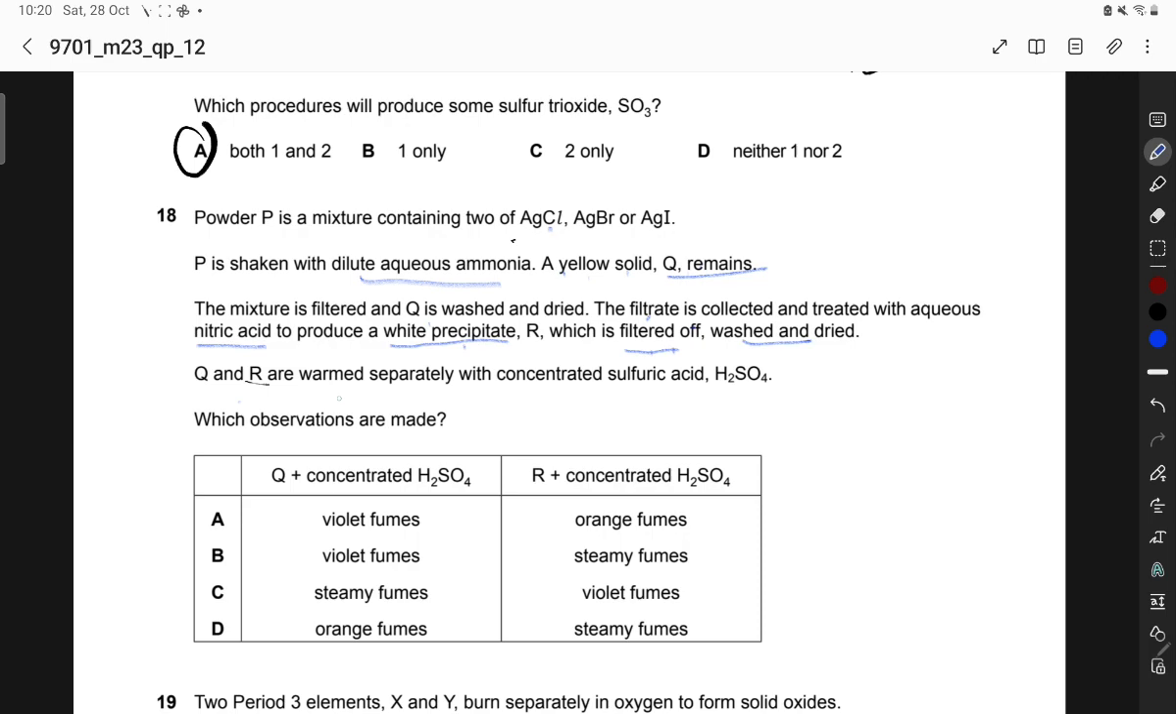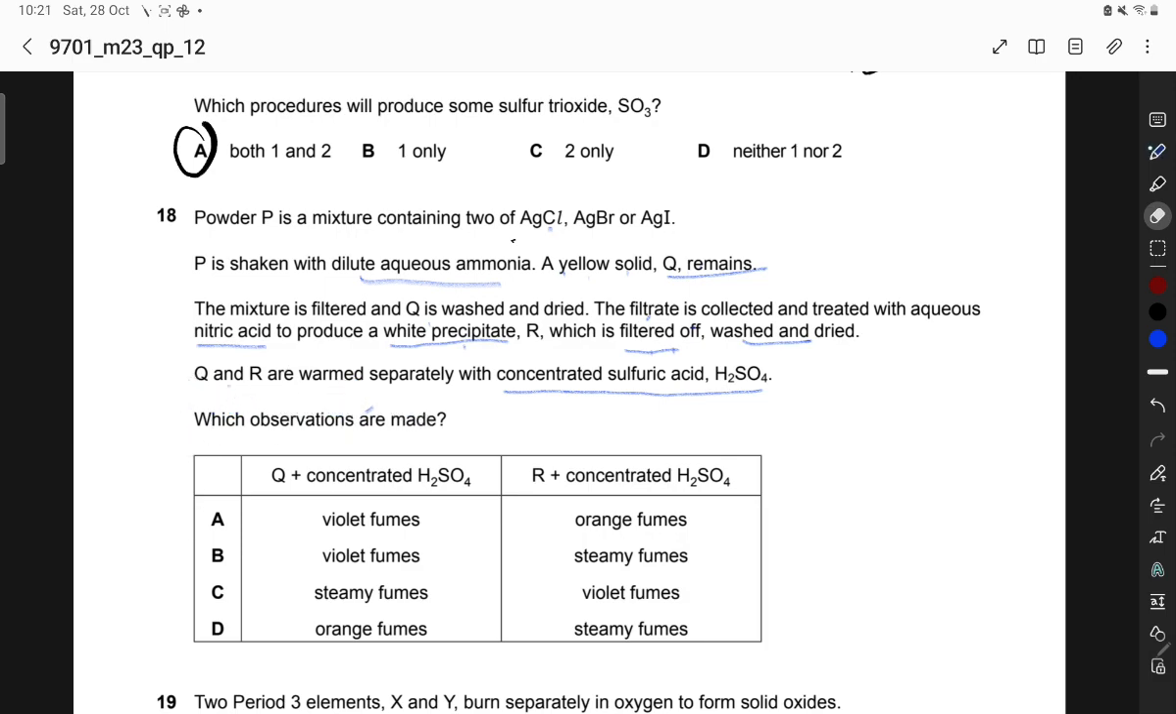Q and R are warmed separately with concentrated sulfuric acid. So this is AgBr and AgI. Q is AgI and R is AgBr. So when this is treated with concentrated sulfuric acid, we know that Q contains silver iodide.